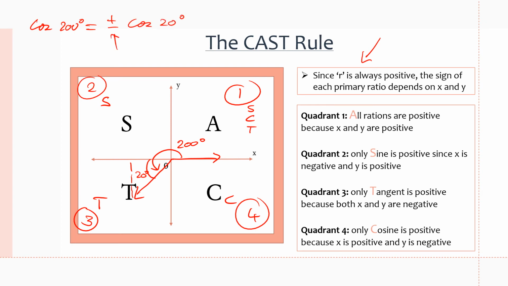And how do we know if it's positive or negative? We use the CAS rule. Since we're in the third quadrant and we're using cosine, we know that in the third quadrant, since there's a T, only tangent will be positive in this quadrant. So it's going to be negative cos of 20, right? As you can see, it makes it very easy for us to determine if it's a positive or negative ratio. So that's pretty much it for the CAS rule.